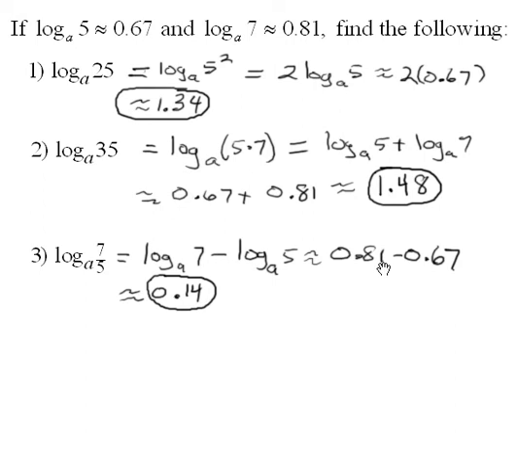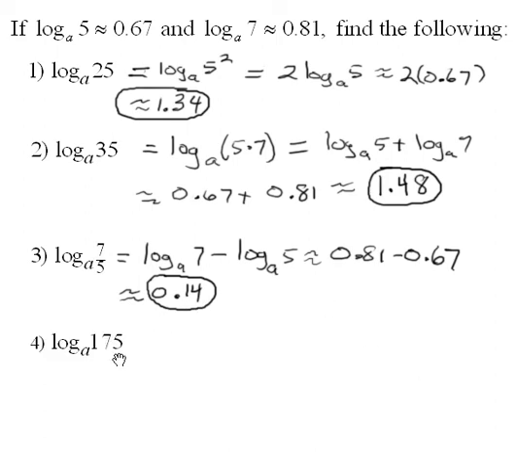7 can't be subtracted from 1, but if we borrow a 10 from this 8, make that 7. 7 from 11 is 4. 6 from that 7 becomes a 1. Log of 7/5 is 0.14.